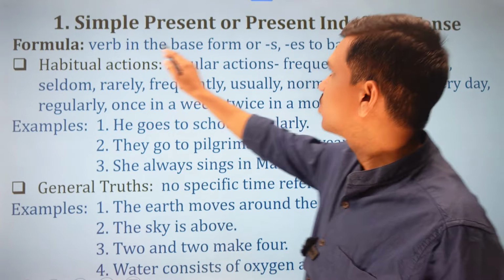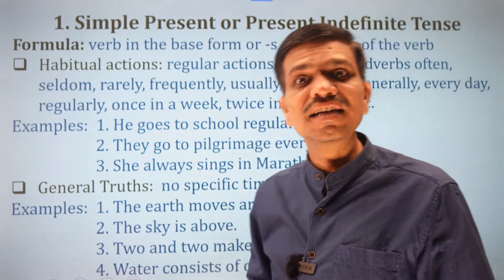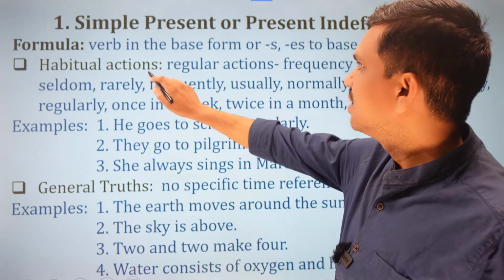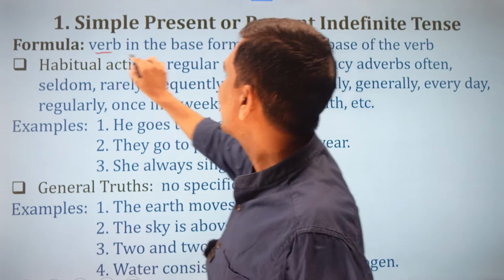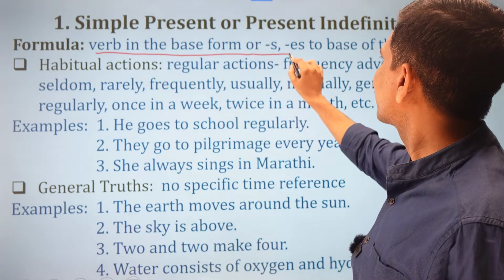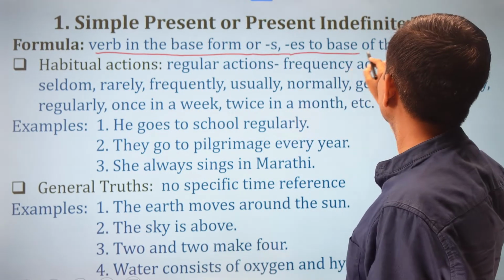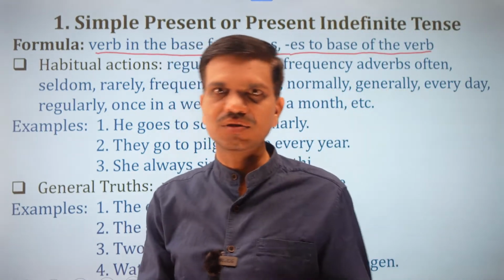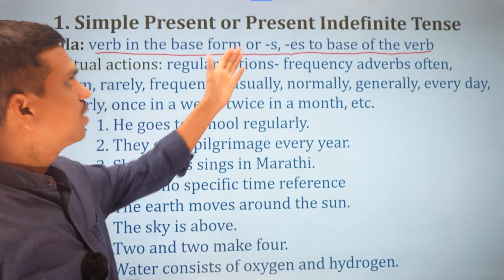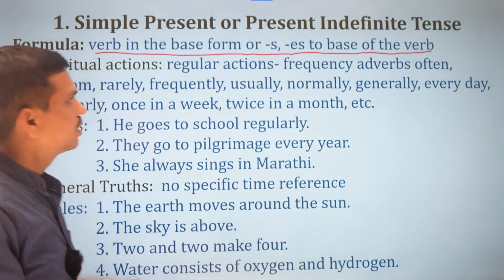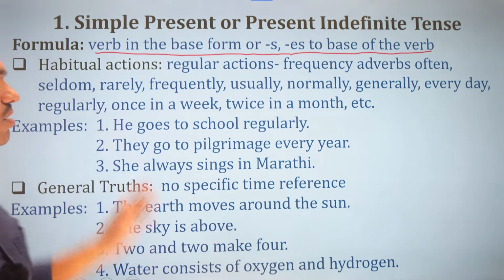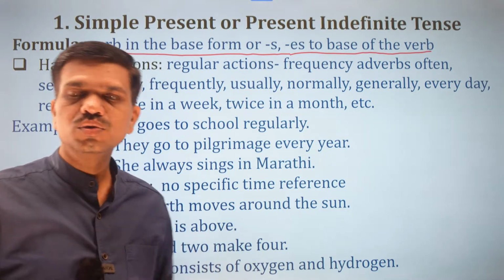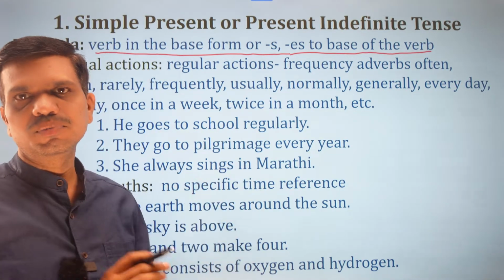Very first, here we have the simple present or present indefinite tense. In the present indefinite tense you have the verb in the base form, or s or es added to the base form. Now the s or es suffix is attached in the simple present or present indefinite tense. Here you see where this tense is used. What is the use, or the function, of the simple present tense?